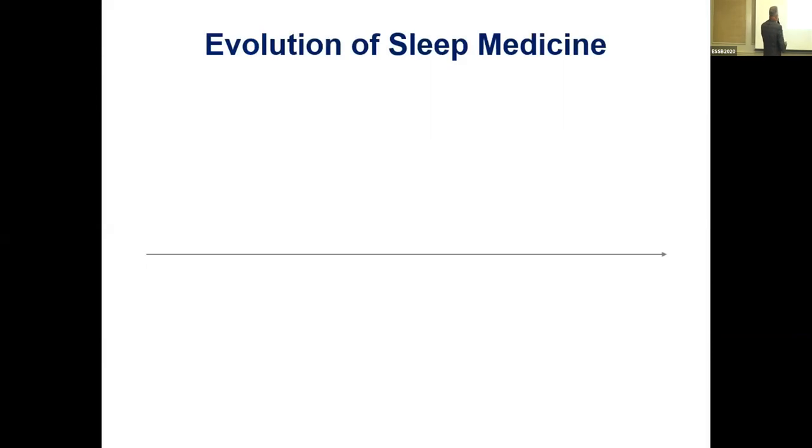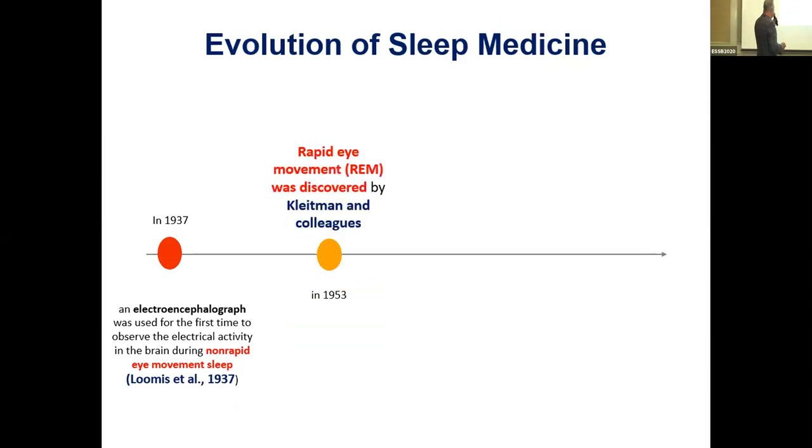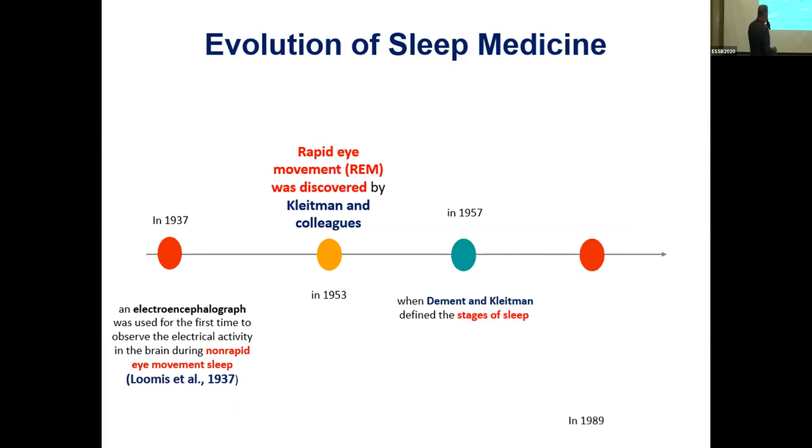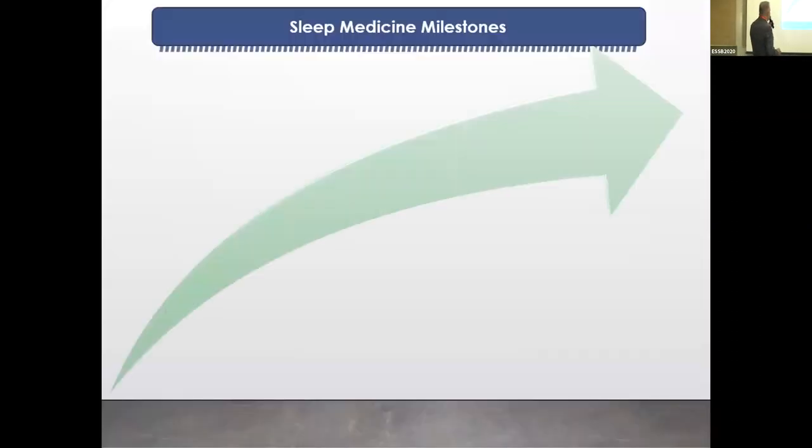And after that, in 1933, Loomis described non-rapid eye movement sleep. In 1955, rapid eye movement was described by Clayton and his colleagues. And in 1956, Dement and Kleitman described the stages of sleep. Sleep started from the age of 1937, and after that, in 1989, Clayton described the effect of sleep deprivation on health.